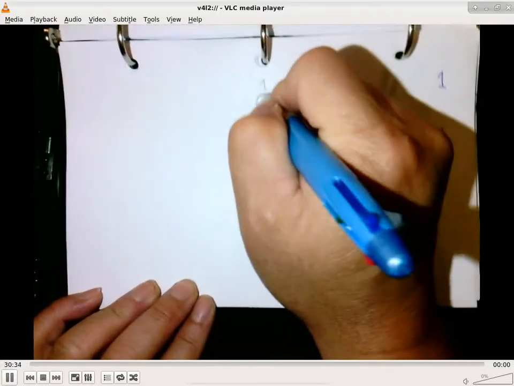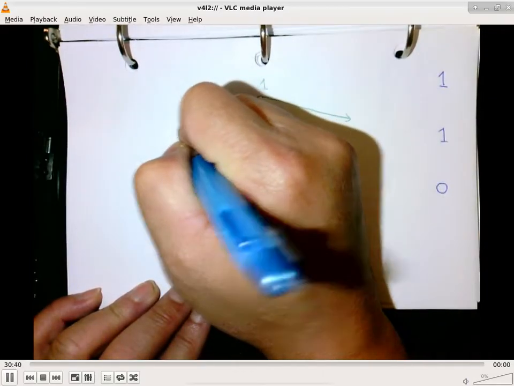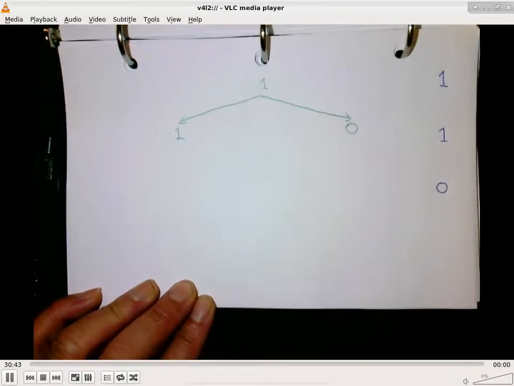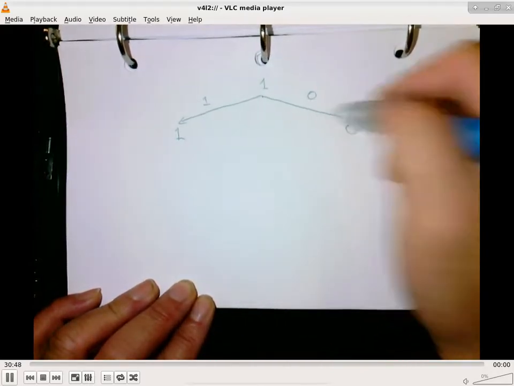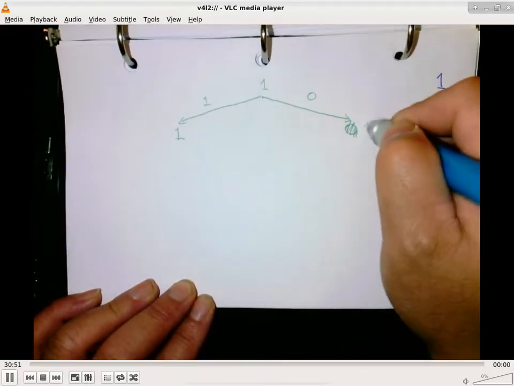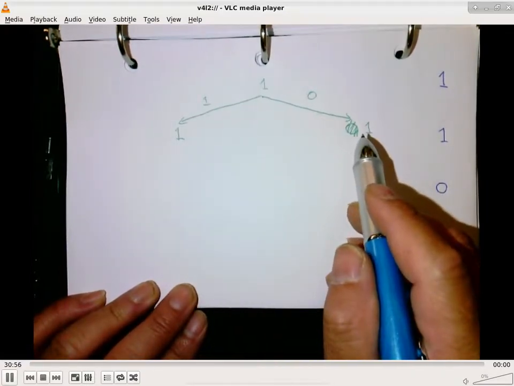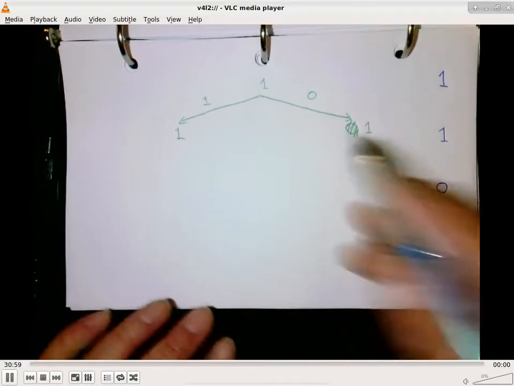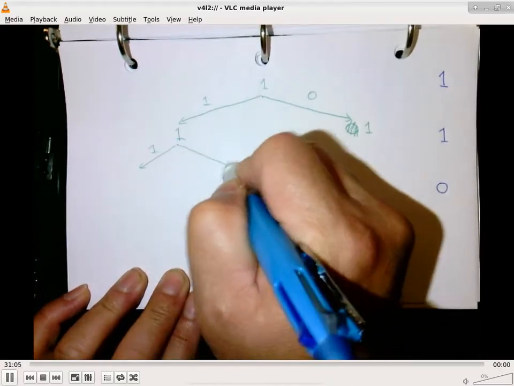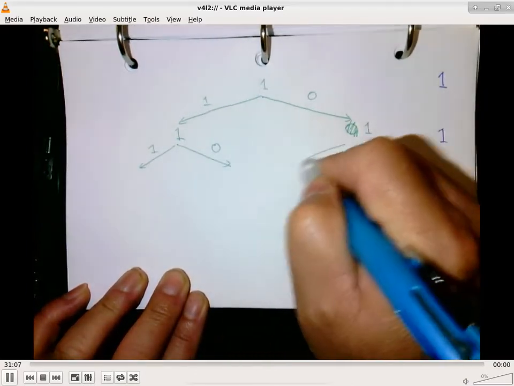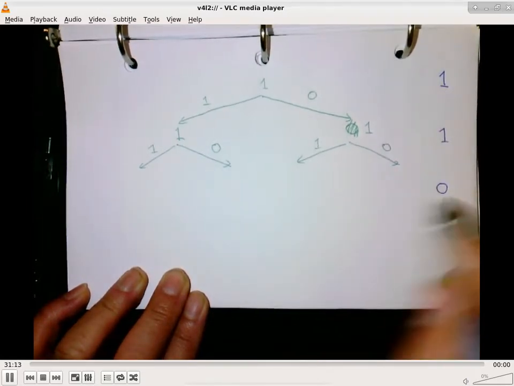A 1 transmitted can be received in 2 ways. It can be received correctly as a 1, or incorrectly as a 0. Whoops, I labeled the branches incorrectly. Remember, the label on the branch itself indicates what is received. The nodes correspond to what is transmitted. Is that okay? So now we have this 1 transmitted can be received as a 1, or incorrectly as a 0. This one can be received correctly as a 1, incorrectly as a 0. And now we transmit the 0.